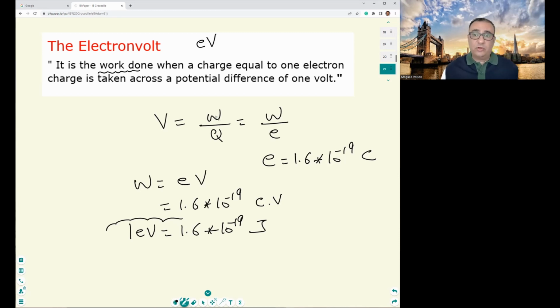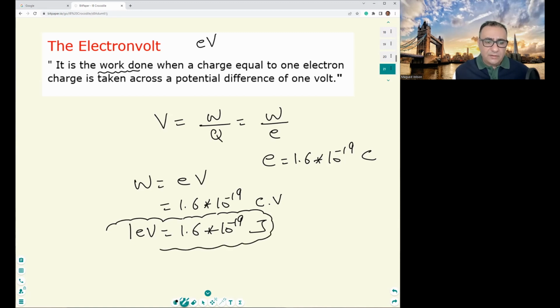Unfortunately, it's not in your booklet. You need to know it. It's very easy to understand if you understand what I did. For electron volt, you just multiply by the elementary charge to get joule.